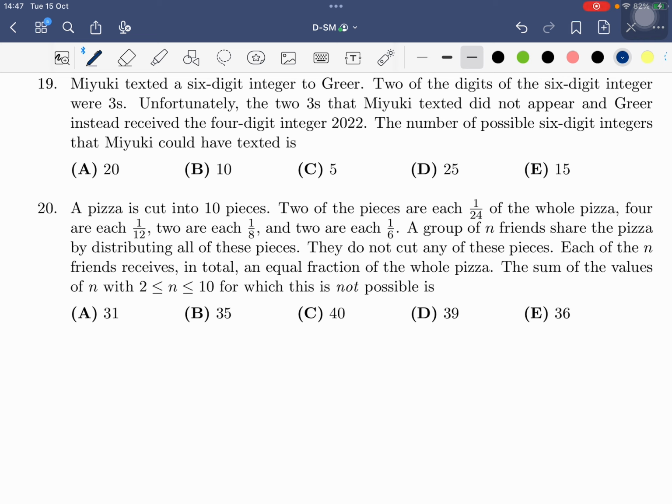So we can find just the possible positions for the number 3s. So 2, 0, 2, 2. So here, here, here, here, here. So let's say here and here, or here and here, here and here, here and here. This is 4. And here and here, here and here, here and here, 3.